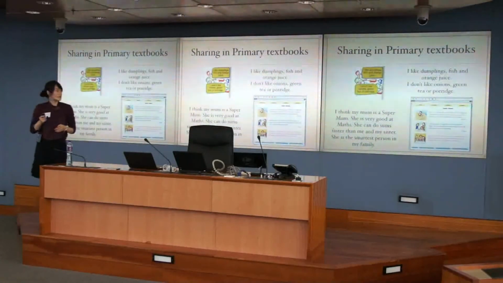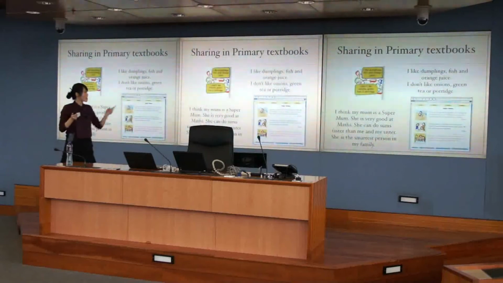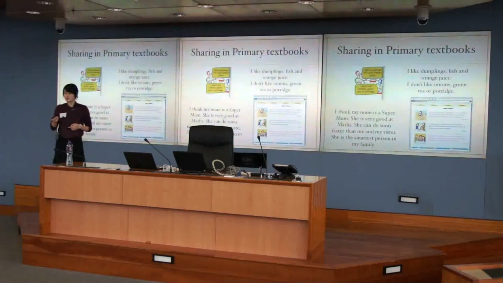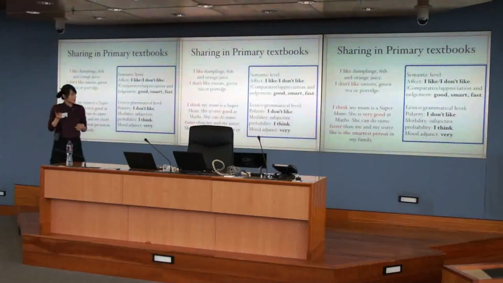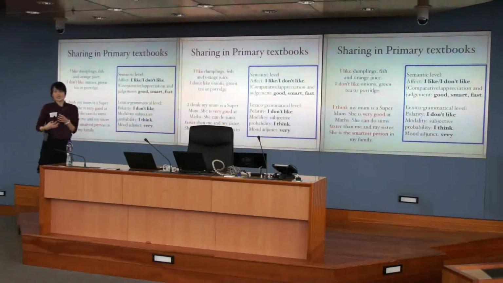So let me show you some examples of sharing in primary textbooks. The first one is daily conversation. I like dumplings, fish, orange juice. I don't like onions, green tea, or porridge. And this is an example of a personal blog. So let me look at the language. You can see that they use I like, I don't like, this kind of simple verb to try to identify their affect, their attitudes, their feelings.